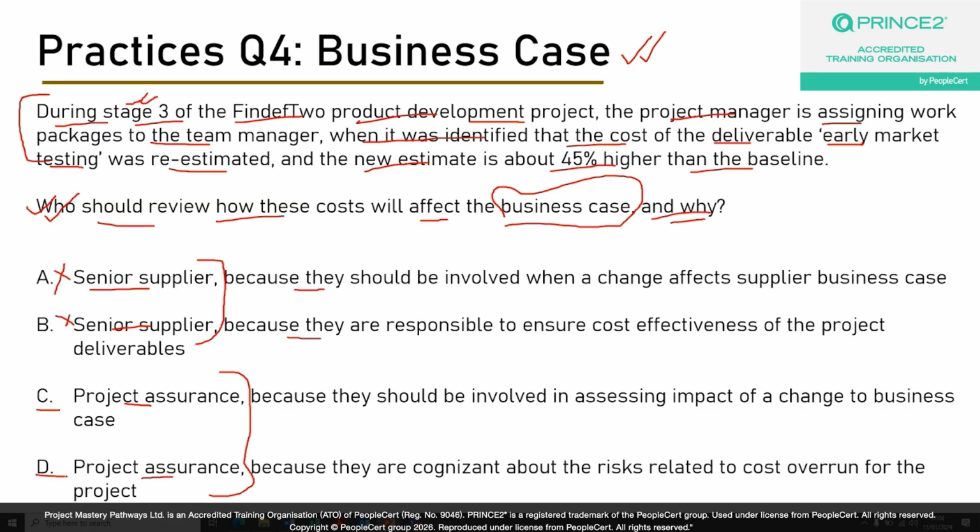Okay, now this strategy of 50-50 elimination will only make sense if you have a solid understanding of the roles and responsibilities. Okay, now let's say you do not have that kind of knowledge and you are still trying to evaluate each and every option.